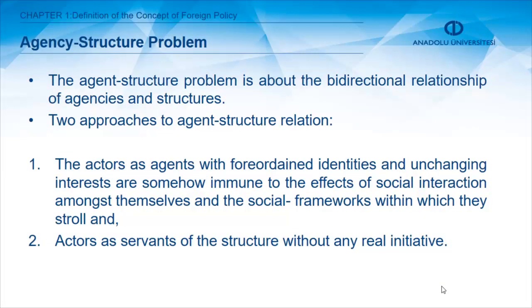Now, the actors can be assumed as agents with foreordained identities and unchanging interests, somehow immune to the effects of social interaction amongst themselves and the social frameworks within which they operate, or as servants of the structure without any real initiative. This means that the first one, if you focus only on the actor, the agent, you avoid seeing the effects of the structure. But the second tells us that if you remain a structuralist, you cannot see the effect of the actors on the structure of the international system.